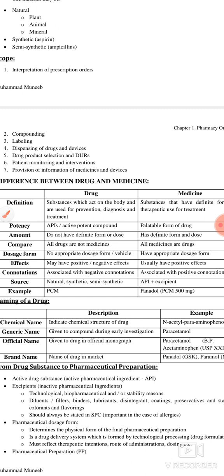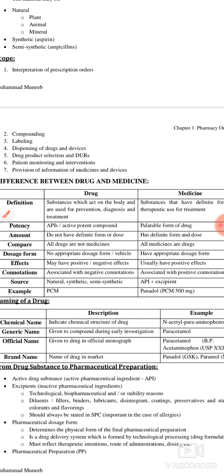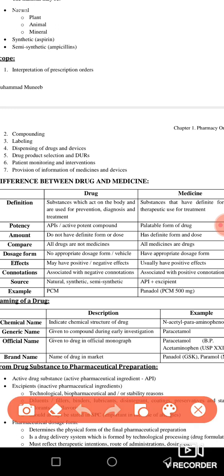Now we see the dosage form. A drug has no dosage form while medicine has a dosage form. Regarding effects, a drug may have positive and negative effects. It can negatively affect your body, but medicine usually has a positive effect on your body. It always works for your treatment and never has side effects on you, but the drug has. And the connotation: the drug is associated with a negative connotation and the medicine with a positive connotation.